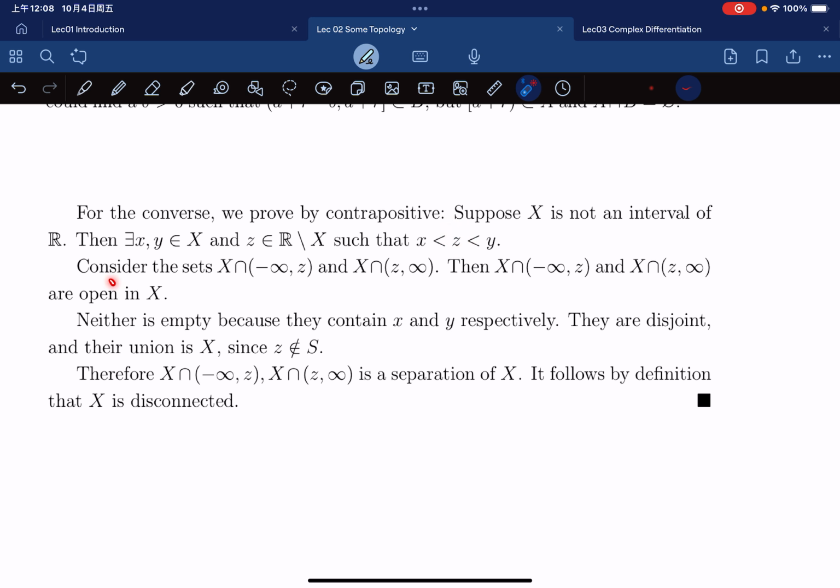They are open in X within the subspace topology, and they are non-empty because x is in this one, y is in this one, right? They're obviously disjoint, and their union is obviously X, right? Therefore, we have a separation of X, which means that X is not connected, it's disconnected, right?